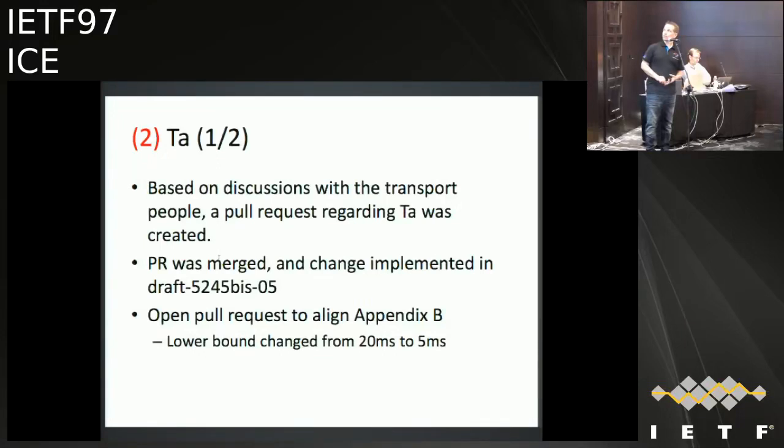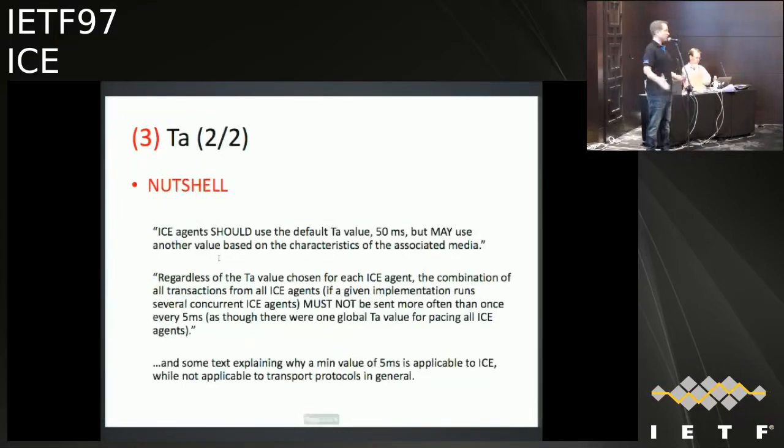Basically, first of all, the default value is 50 milliseconds, but you may use another value based on whatever network characteristics. And then, which is really the new stuff, is the so-called global TA value. For example, if you have a browser with multiple tabs, to make sure that you take all those into consideration when you calculate the TA values, you're not going to have many of them with the same low value, which is going to cause problems.